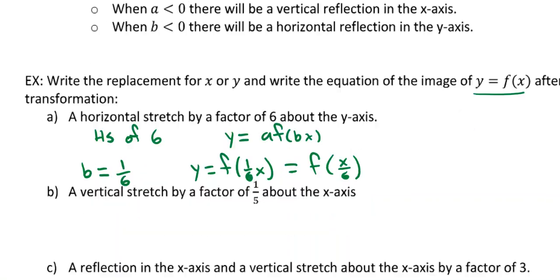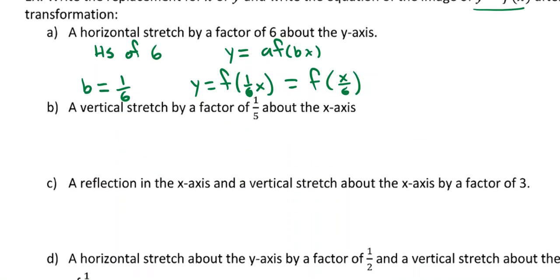Okay, next one, a vertical stretch by a factor of 1 over 5 about the x-axis. In that case, that's going to be our a value, right? So what will our a value be? 1 over 5. The y's are the easy ones, right? They're exactly like you would think. So the a value is 1 over 5, so that'd just be y is equal to 1 over 5 f of x.